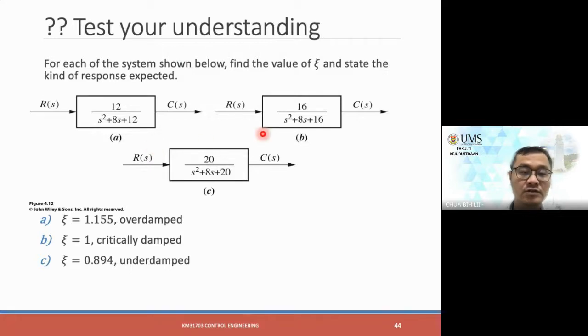So here you can try it on your own. Look at the denominators, the polynomial of it, and based on that you will be able to identify the damping ratio. Based on that also, immediately you can know whether it is overdamped, critically damped, or underdamped. So test it on your own. Test yourself, all right?